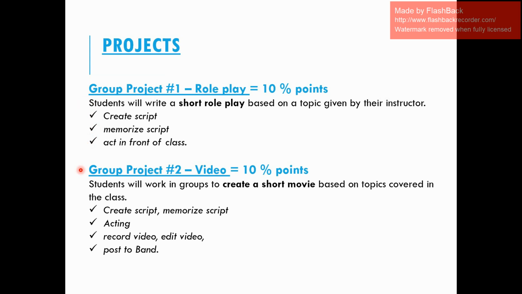And project number 2 will be the video project, in which you will basically create a short movie. In a group of 3 to 5 students, you will create a short movie based off of topics in the class. You'll create a script, memorize the script, do the acting, record the video, edit the video, and then post it to the website so we can watch your video. Basically, you're making a short parody or drama or newscast or some original content in a short movie format. That will be later in the semester, towards the end of the semester.